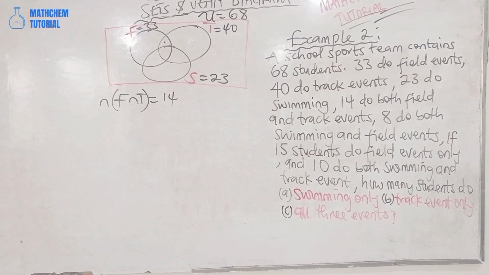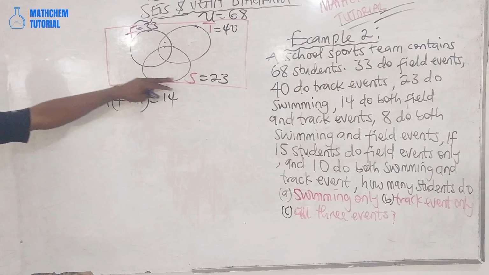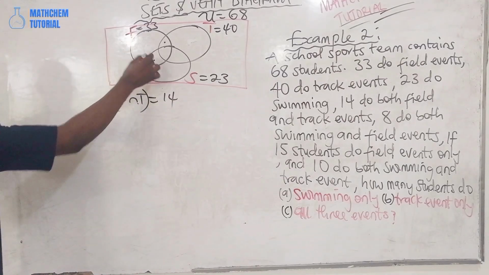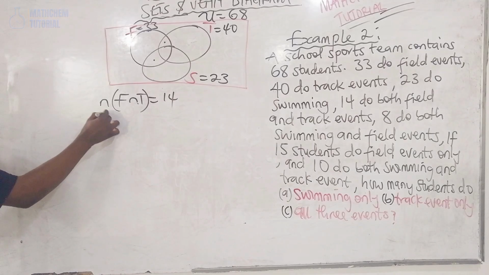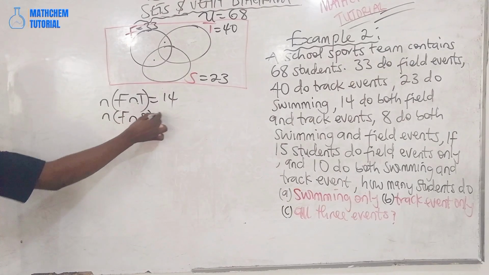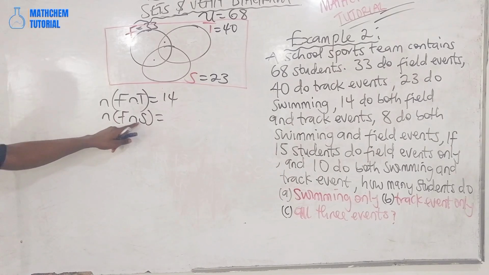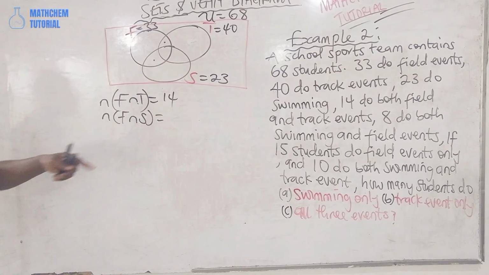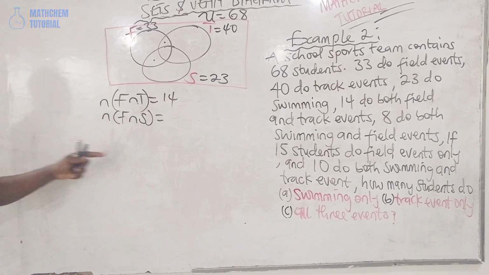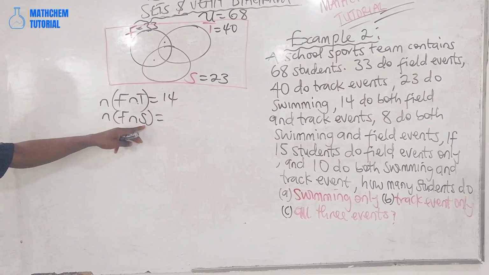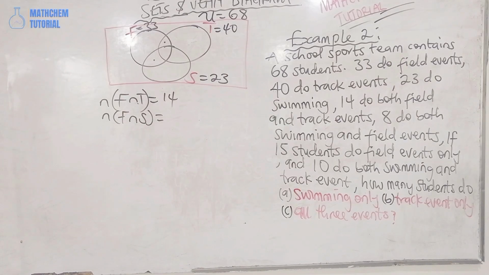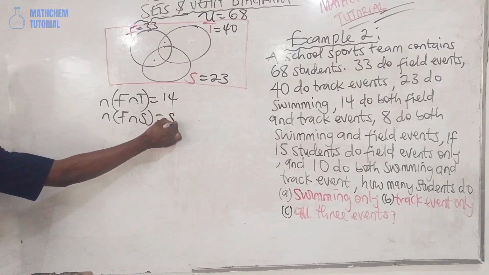Then let's proceed. They said 8 do both swimming and field events. Swimming and field, that is going to be spotted here. So I will write it as the number of F intersection S, and that gives 8. You can write it as F intersection S, or S intersection F, anyone. It still means field and swimming, the same thing as swimming and field event, and that is 8. So I will write 8 here.